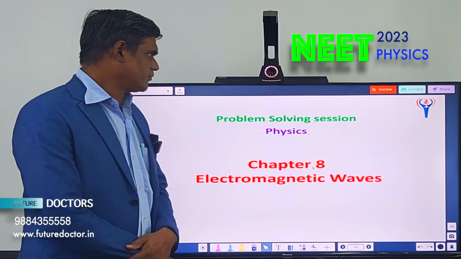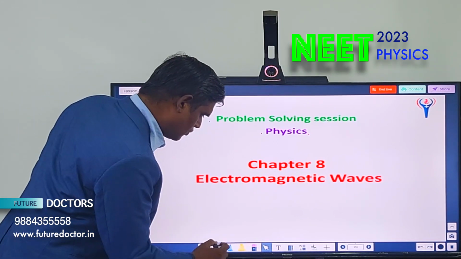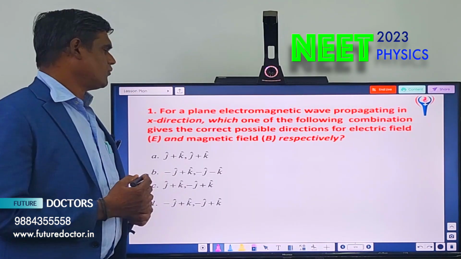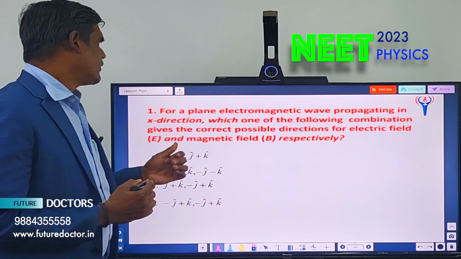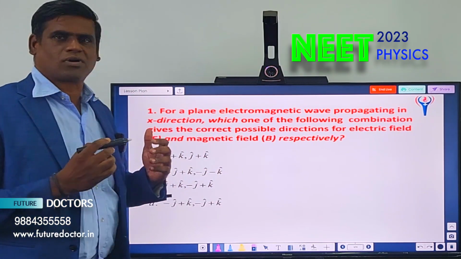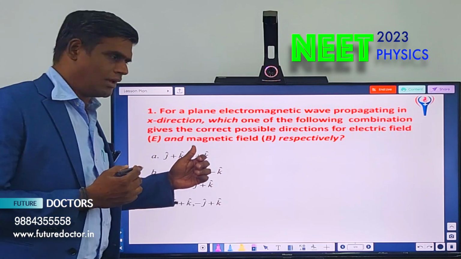Topic chosen today is from Chapter 8, Electromagnetic Waves. Let's move to question number 1. For a plane electromagnetic wave propagating in x direction, which one of the following combinations gives the correct possible direction of electric field E and magnetic field B?